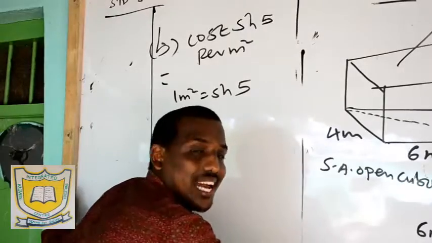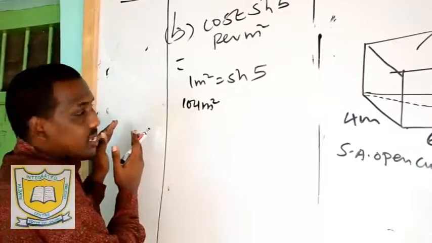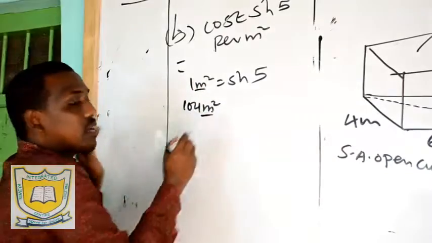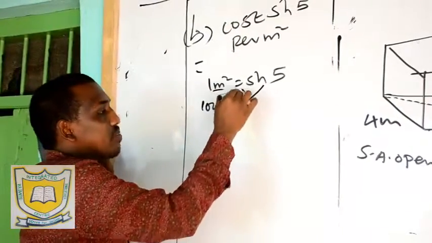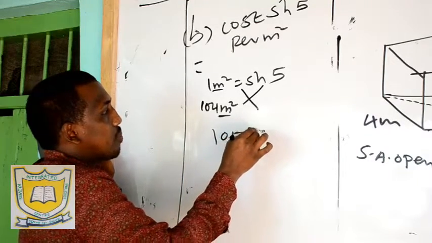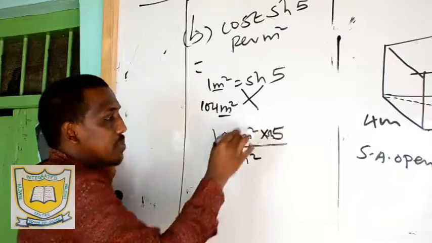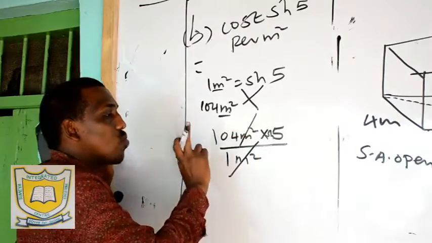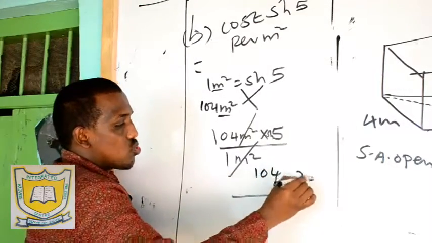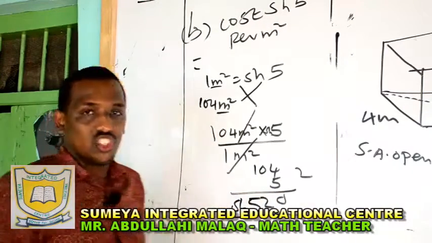What about the total area, which is 104 meters squared? Meter squared is one side. Do not write 104 meters squared to the side of the shillings. That side is for shillings, this side is for meter. So we cross multiply. 104 meters squared multiplied by shillings 5, over 1 meter squared. We multiply now 104 times shillings 5. So 104 times 5, that is 520 shillings.